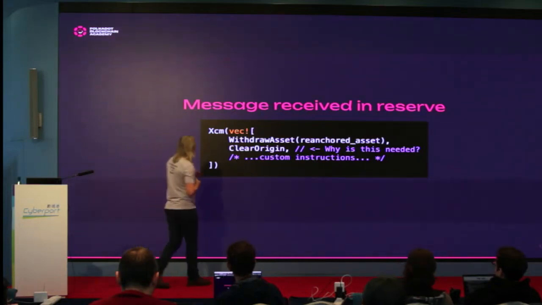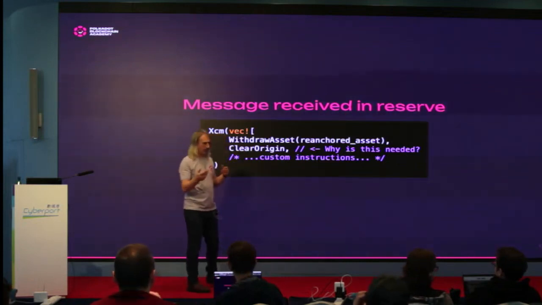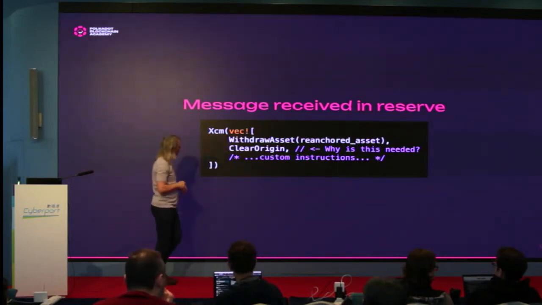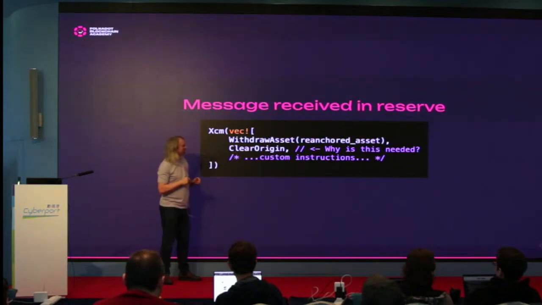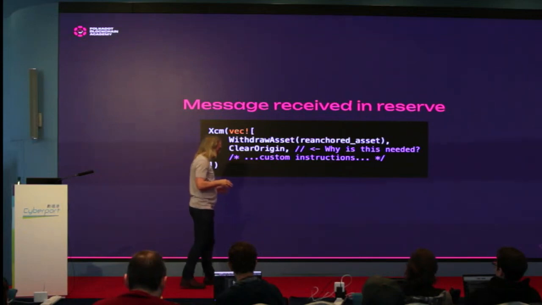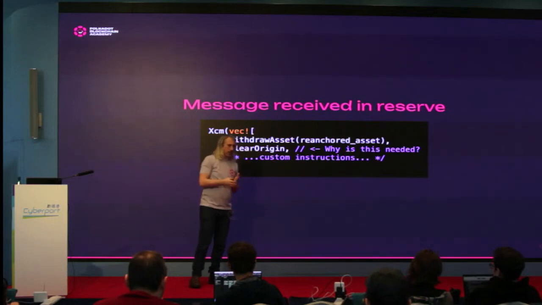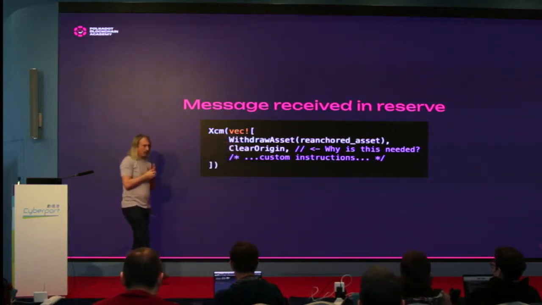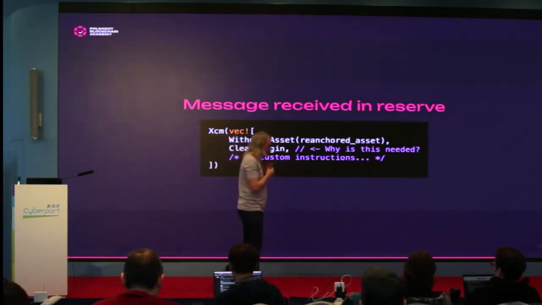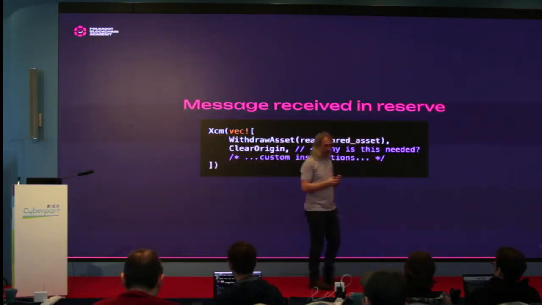One other possibility that could be done here, and this isn't something that we've looked into, mostly because the instruction didn't exist when this pattern was being designed. We actually have another instruction called descend origin. What descend origin does is it basically says, consider only me as being this interior location. So it's like, stop thinking of me as the Assets Hub parachain, and instead think of me as AccountId Gav on the Assets Hub parachain.